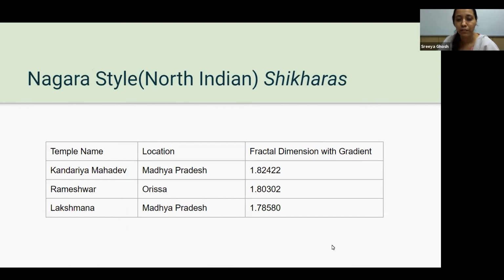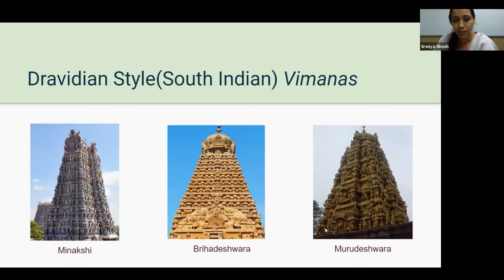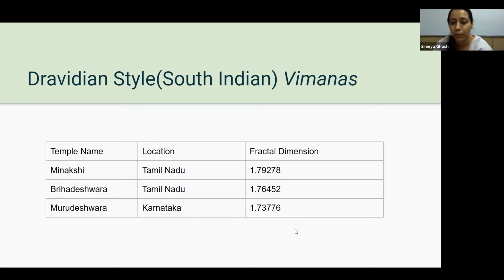Here we see the fractal dimension, which will obviously be a number between 1 and 2. If we have numbers nearing 2, the fractal dimension is quite high, which reflects that there are many fractal-like features present. So we find that in the North Indian temples, we have fractal dimensions ranging from 1.8 to 1.78. Now the same thing we have done for our South Indian ones. Here we have taken Meenakshi temple, Priyadeshwar temple, Murugadeshwar temple. Here also our values have varied from 1.79 to 1.73.